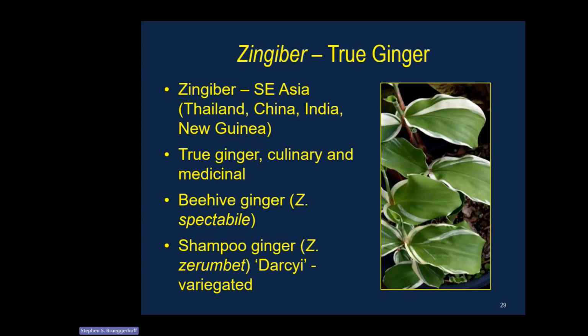Here is a picture of a true ginger that I have that just went dormant that I put in my garage. I keep it separate from the Curcumas, right? So this is a true ginger. They're from Southeast Asia, Thailand. These tropicals are from Southeast Asia, from Thailand, China, India, and New Guinea. These are used culinarily and medicinally.